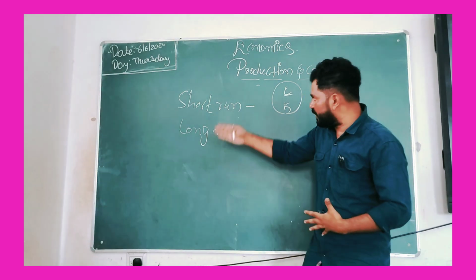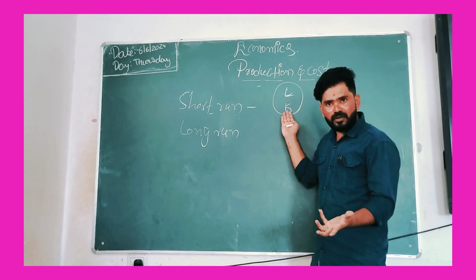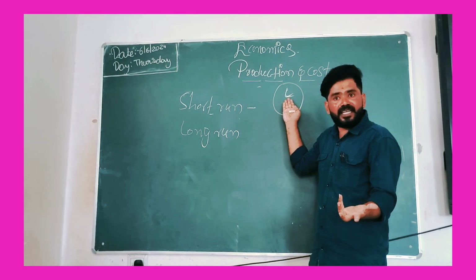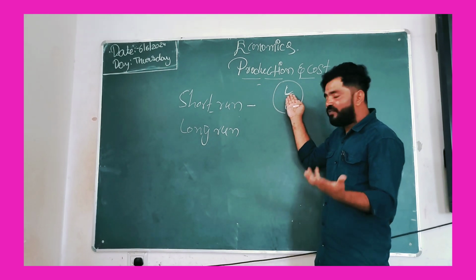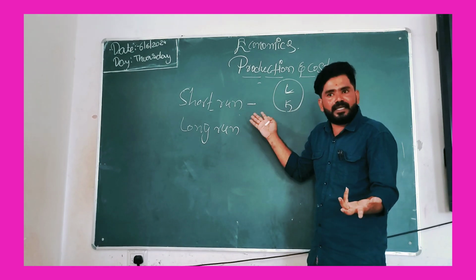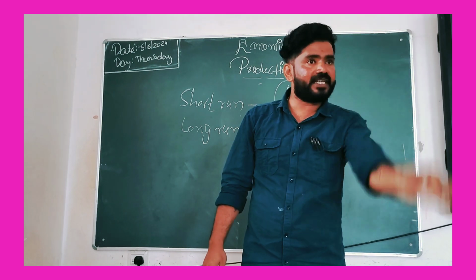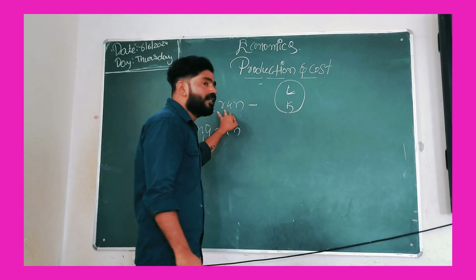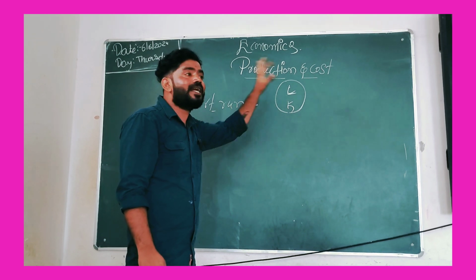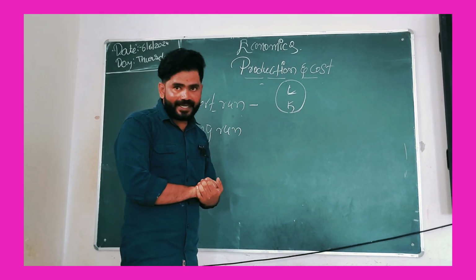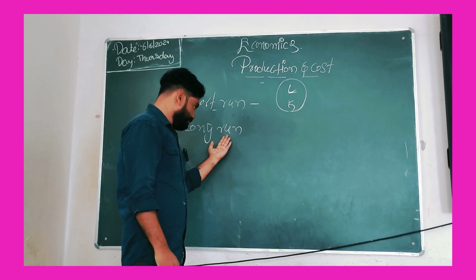Suppose capital is fixed and labor is variable, or labor is increasing. Suppose labor is fixed and capital is increasing. At least one factor should be fixed in the short run period. Other factors are variable.